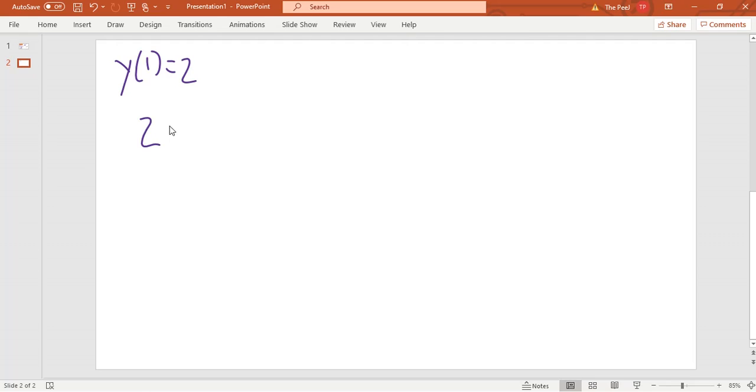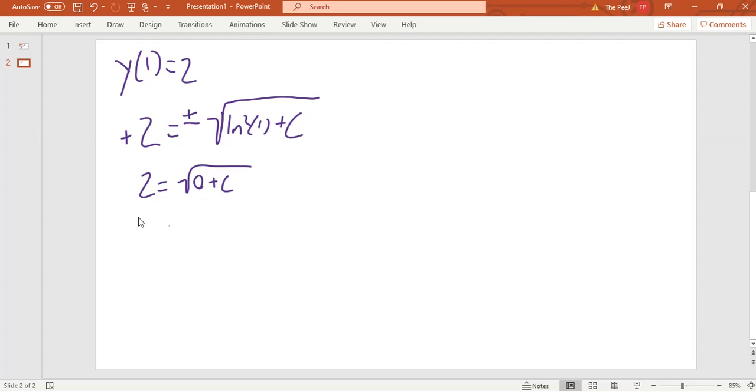So I can do this. 2 is going to be equal to plus or minus the square root of the natural log squared of 1 plus c. Natural log squared of 1 is equal to 0. And since we're dealing with a square root here, and this is a positive number on this side, we know that this side is going to be positive. So it's going to be 2 is equal to the square root, we can ignore plus or negative there, 0 plus c.